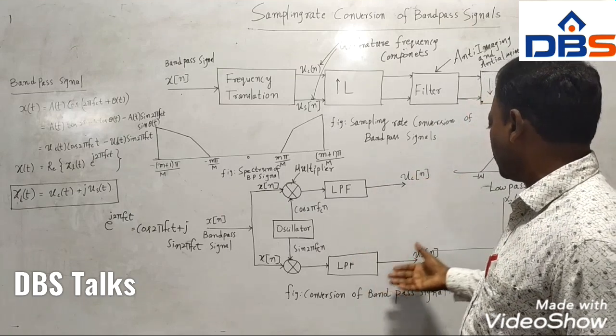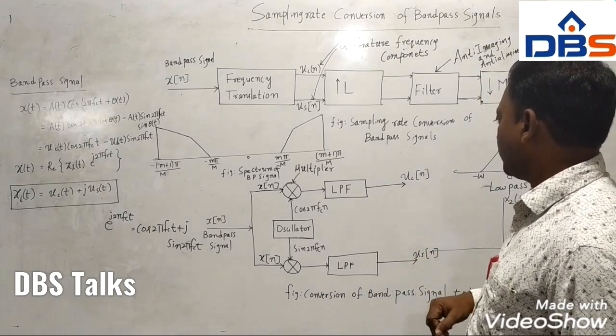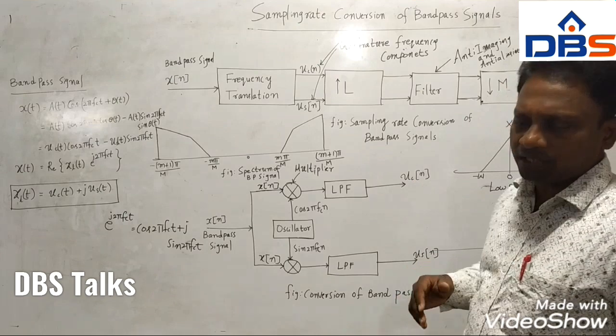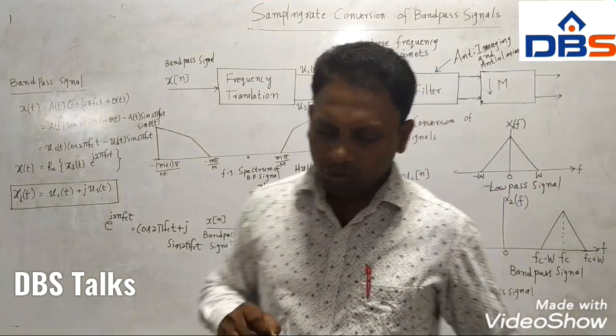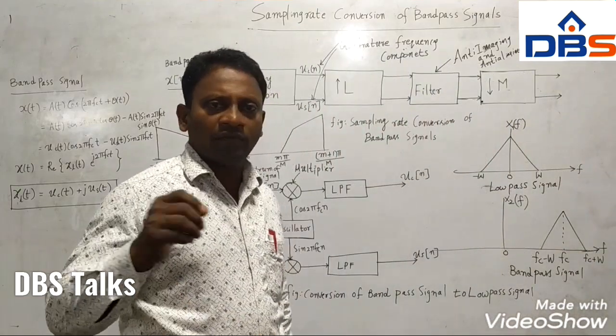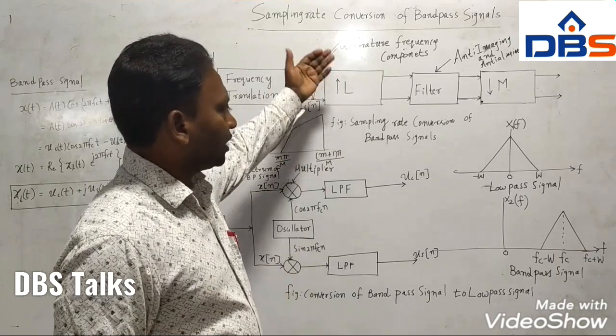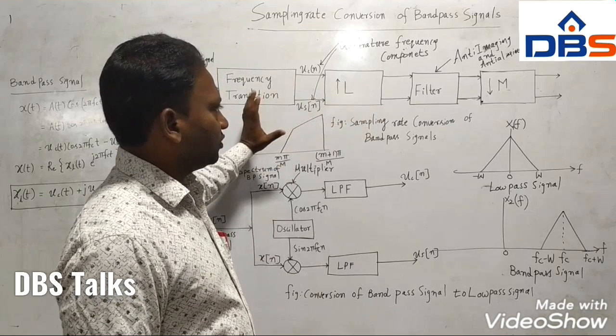Then we can remove it. You can get the final UC of n here and US of n here. So in this way, we can convert any band pass signal to a low pass signal. After converting into the low pass signal, we can convert the sampling rate of that particular sequence.